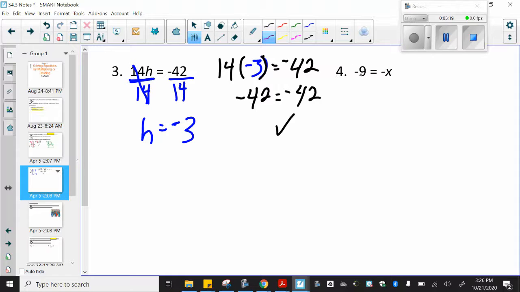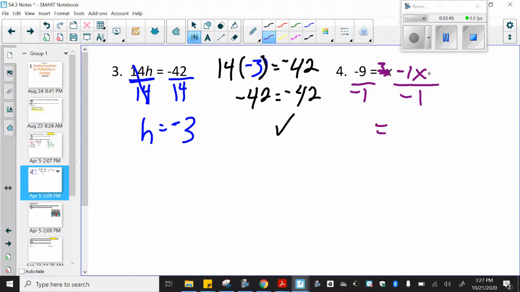Negative 9 equals negative x. That's tough. So here's what we need to think about. That's not really just negative x. That is actually negative 1x. So when we divide, we're going to divide both sides by negative 1. Negative 9 divided by negative 1. Remember, we're picking the number and the sign that's with the x, because we want to get the x by itself.